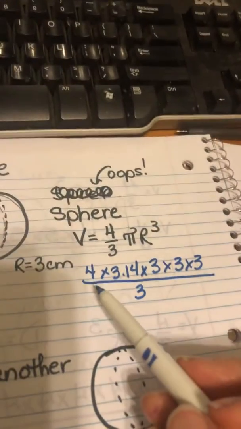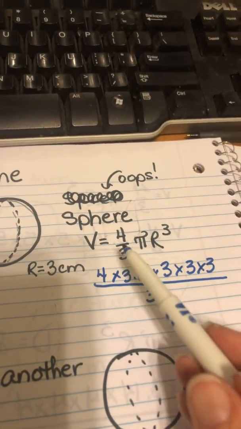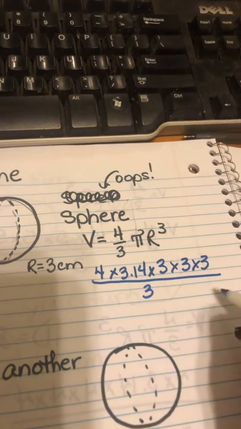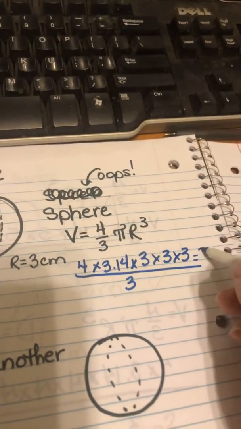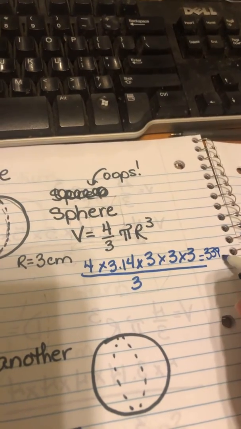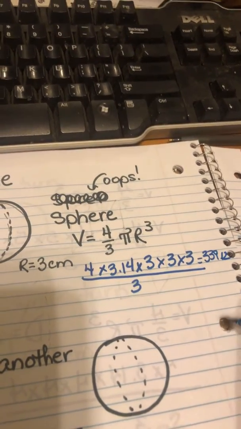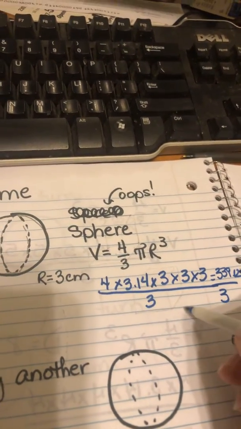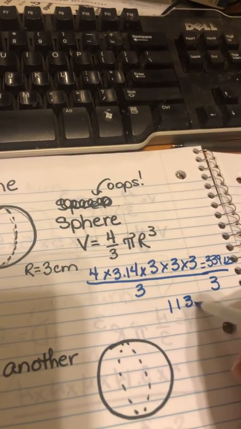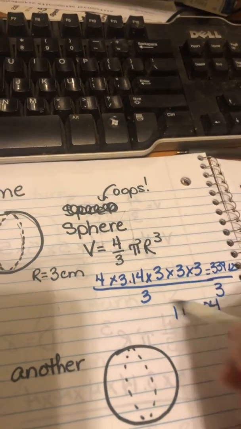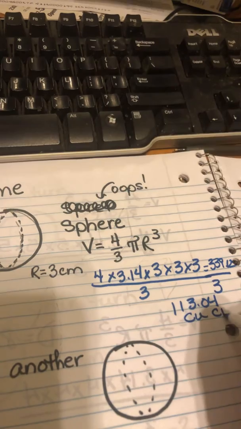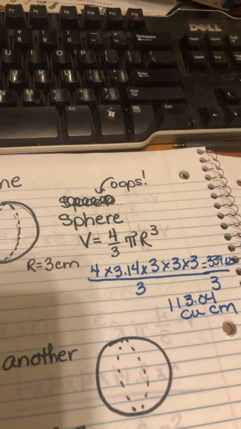So that's what I would do if you have a regular calculator. 4 times 3.14 times 3 times 3 times 3. When you do that, you get 339.12 on the top. And now I need to divide that by 3. And when I do that, I get 113.04. Remember, if it's area, my answer is going to be cubic, in this case centimeters.